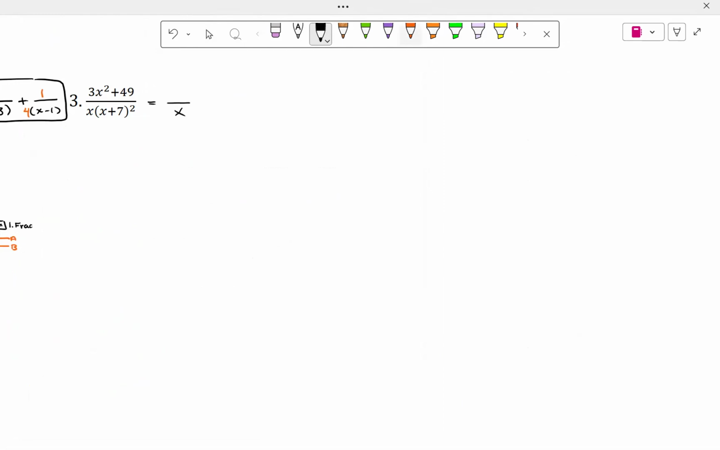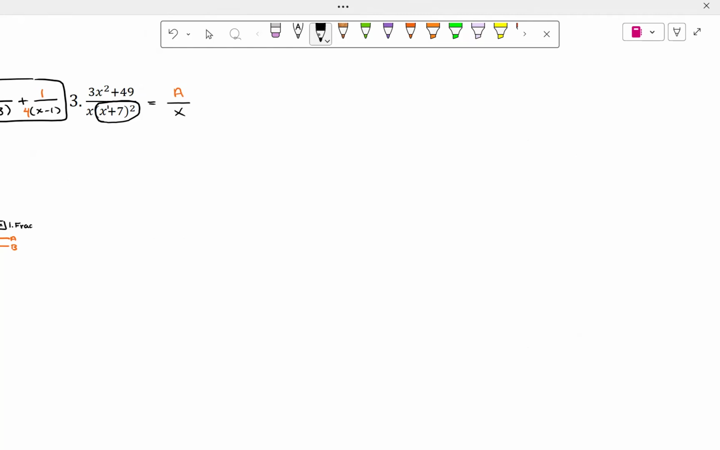That has a numerator of just a. And then for my next denominator, I have 2 copies of x plus 7. That's not a quadratic factor. That is a linear factor. It's x to the first power. So it's a linear factor. There's just 2 copies of that.